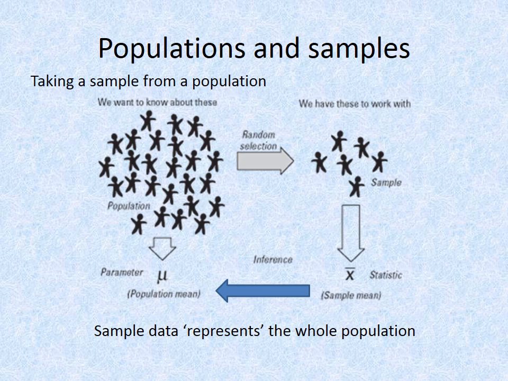So we have a population group. In that population group, we try to select a small portion which we call a sample, and the statistic X bar can be calculated from a small sample, and then mu represents the parameter of the population.